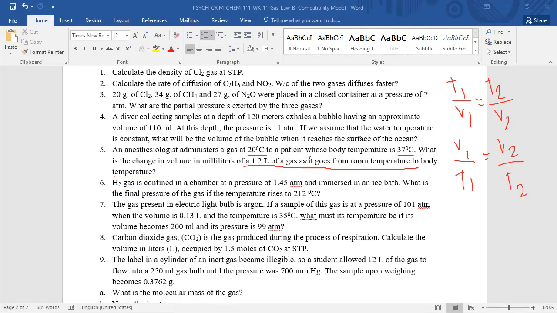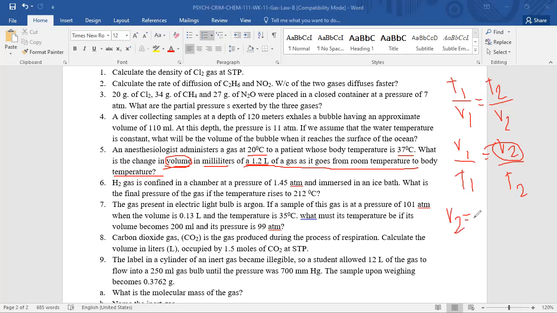Ayan, anong hinahanap? Ang hinahanap sa kanya is change in volume. Ayan, so ano yung volume natin na hinahanap? In milliliters. Ang given 1.2 liters. Ayan. So ibig sabihin kailangan natin mag-convert into milliliters. Okay? So ano yung volume, ano hinahanap natin? Final na volume yung hinahanap natin. So that is a V2.